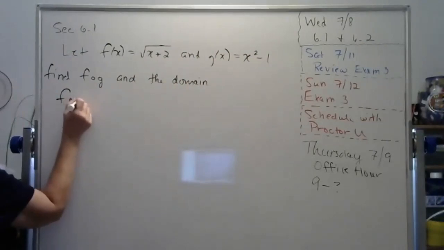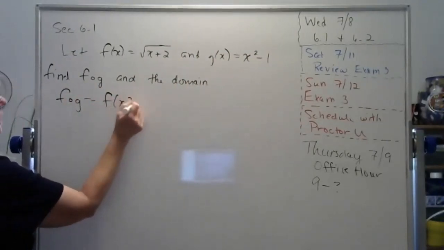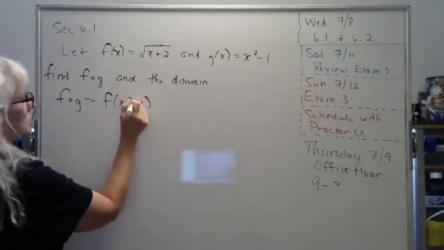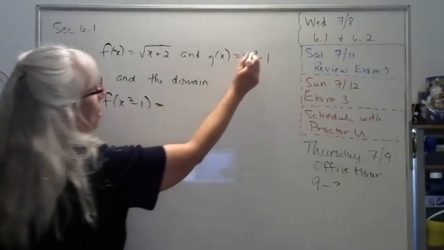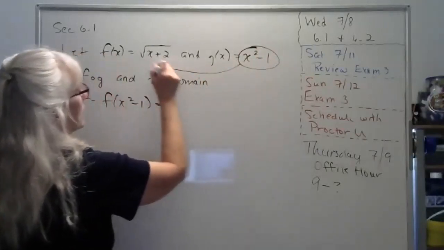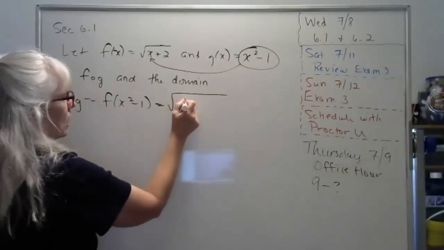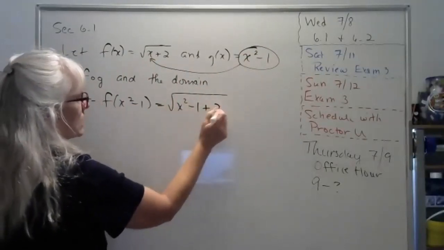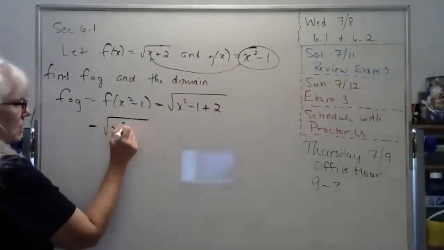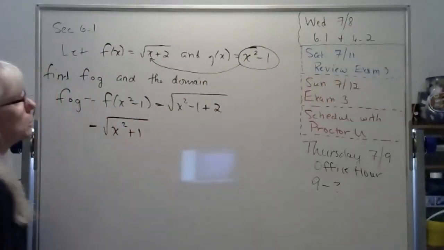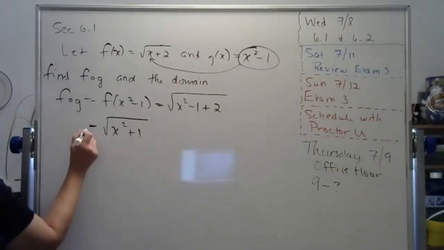So we learned yesterday that this means what we're really doing is finding f of x squared minus 1. So that means we're going to take all of this function g and plug it in for that x. So that would give me the square root of x squared minus 1 and then plus 2. Not a lot of cleanup here. So that's just going to give me the square root of x squared plus 1. So, okay, but now we got to figure out what its domain is. So the composition is not the hard part, it's the domain.